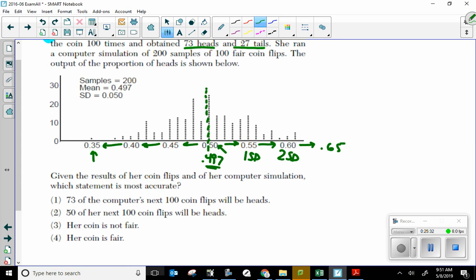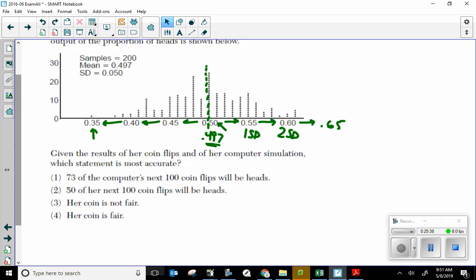So let's take a look at what our choices are here. Given these results of her coin flips and her computer simulation, which statement is the most accurate? 73 of the computer's next 100 coin flips will be heads.